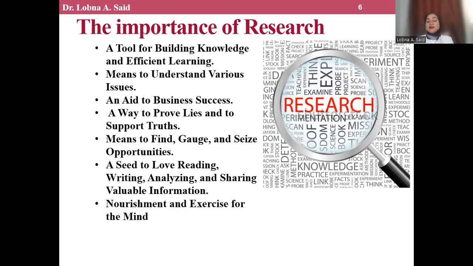It's a seed to love reading, writing, analyzing and sharing valuable information, because you will read literature, conduct a literature review, and gather data, so you will always want to read more and understand more, to get the knowledge, to see what people are doing in a specific topic, and how you can contribute to it. When you love to read other people's work, you will start to have the passion to work yourself and share your information. And of course, you are not going to read and research without sharing and making an impact. This is how research is performed.